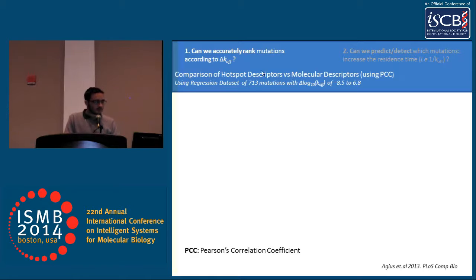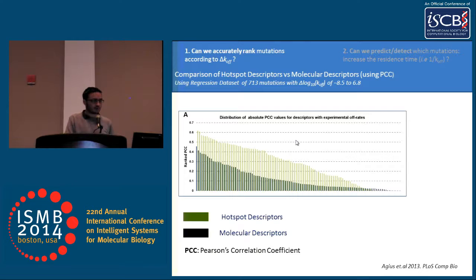Okay, so first off, we want to check how accurately we can rank mutations according to K-off. So we compare the hotspot descriptors to the molecular descriptors I told you before. What you see here, in blue, is a rank of all the different molecular descriptors, ranked according to their absolute PCC to the K-off. So it shows how well they can characterize changes in the off rate. And in green, you can see the hotspot descriptors. Immediately, you can appreciate that these hotspot descriptors are consistently better at characterizing the off rates upon mutation.